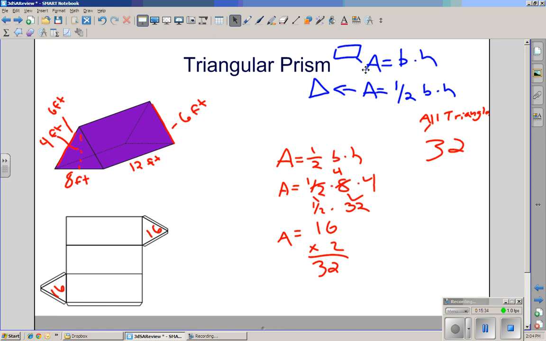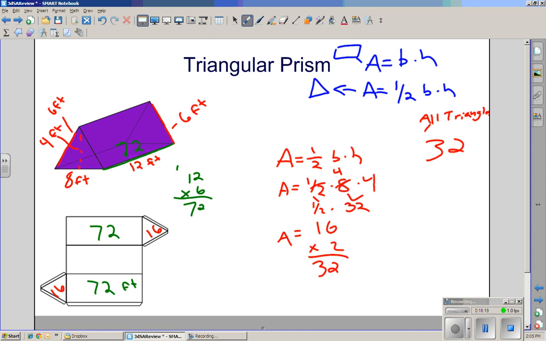Now I need to find the area of my rectangles. So the base of my rectangle, I'll represent in green, is 12. We'll deal with the rectangle that's closest to us. The base is 12 and the height is 6. Just base times height. 12 times 6 gives me 2, carry 1, gives me 72. So I know this front right here is 72 feet. Now I also know that the other side, the back side, since those are congruent rectangles, is also 72 feet.